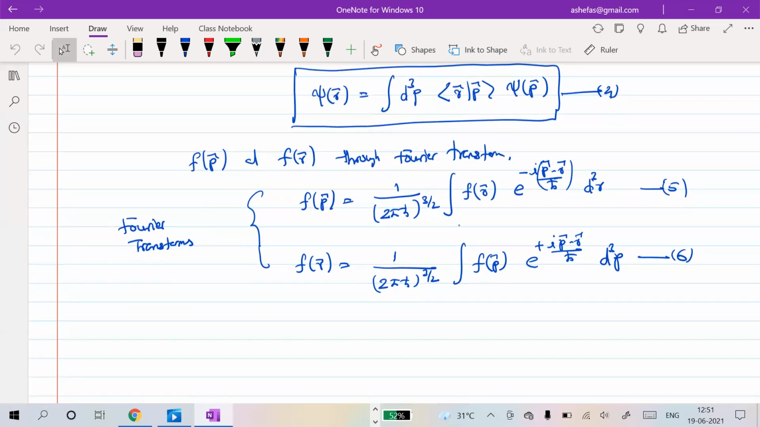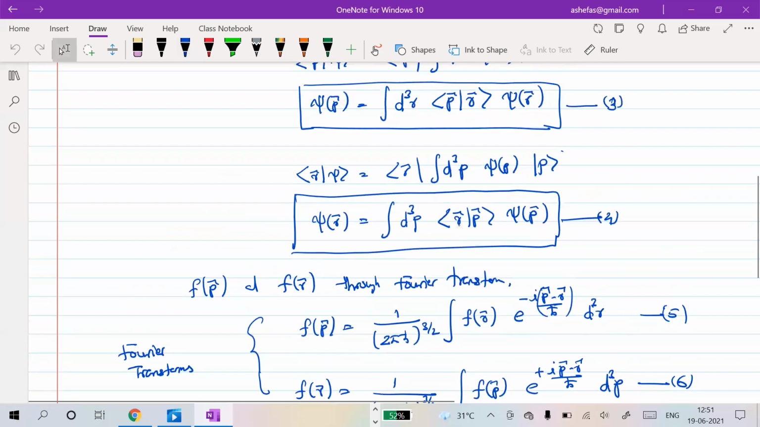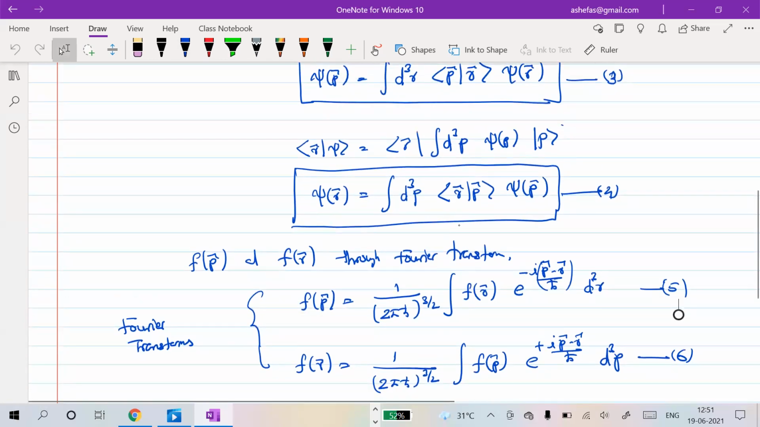Since this is a simple way of connecting the functions of momentum and position, it is very straightforward to identify the expression for the inner product p r. We can just compare equation number 3 and equation number 5.